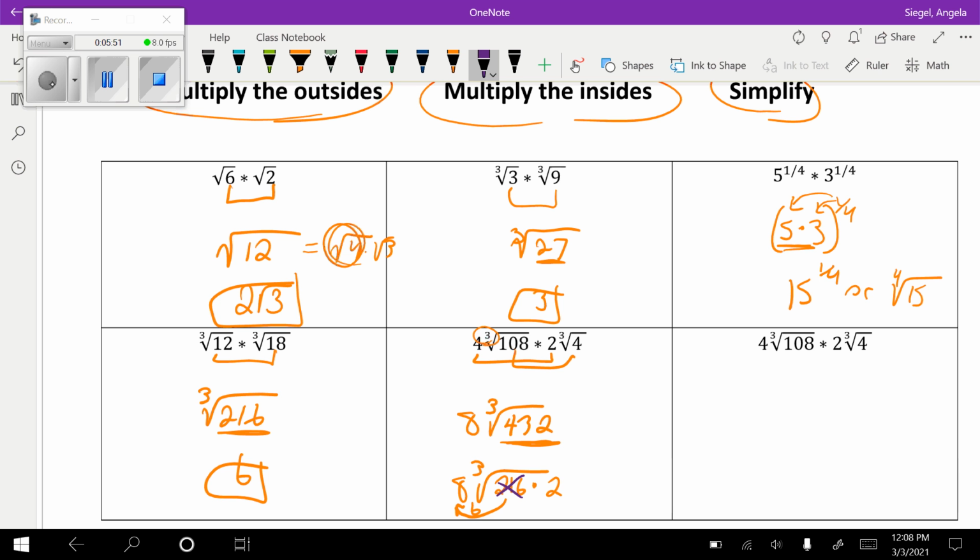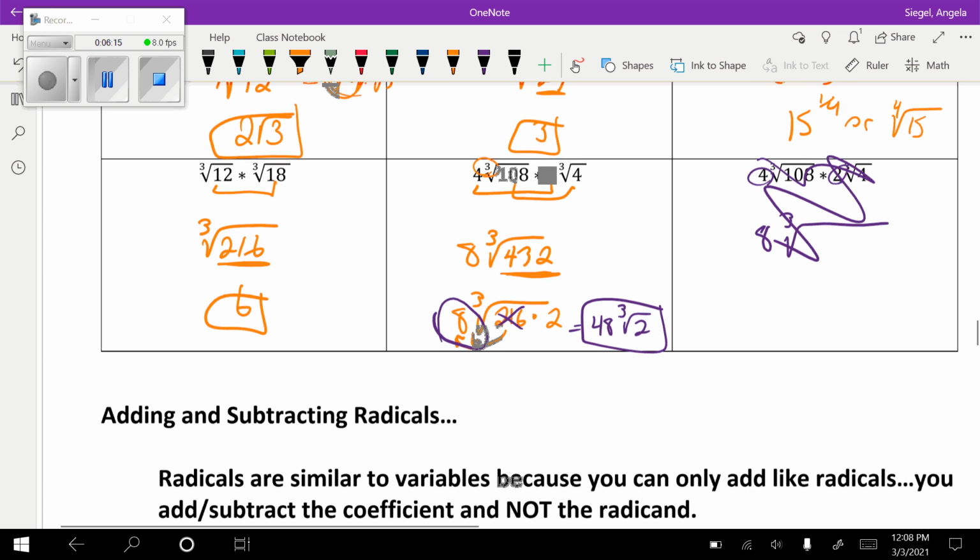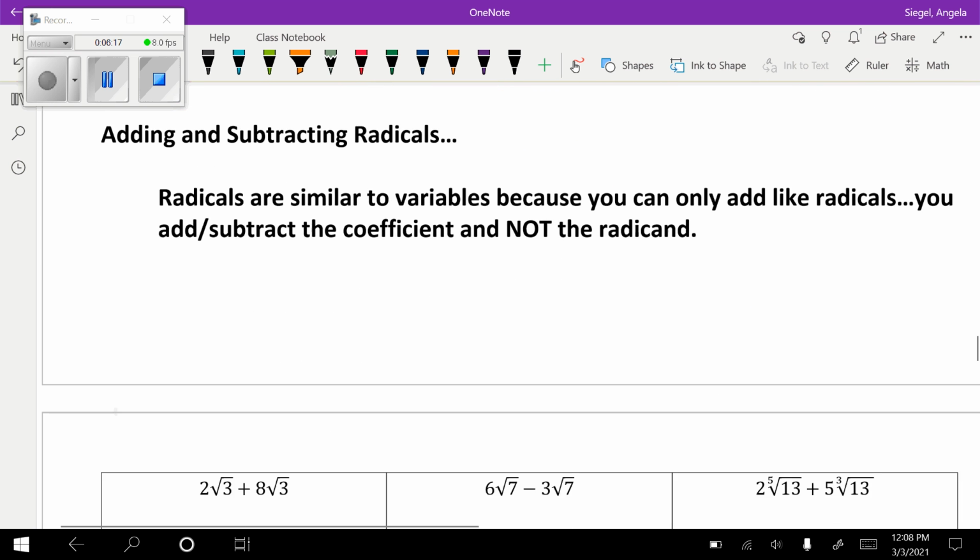And whenever this comes out, you're going to multiply these together. So my final answer is 48 times the cubed root of 2. Okay, let's do this one. So 2 times 4 is 8. And then times the cubed root of... is this the same problem? Okay, it's the same problem. Never mind. Okay, so let's go back here.